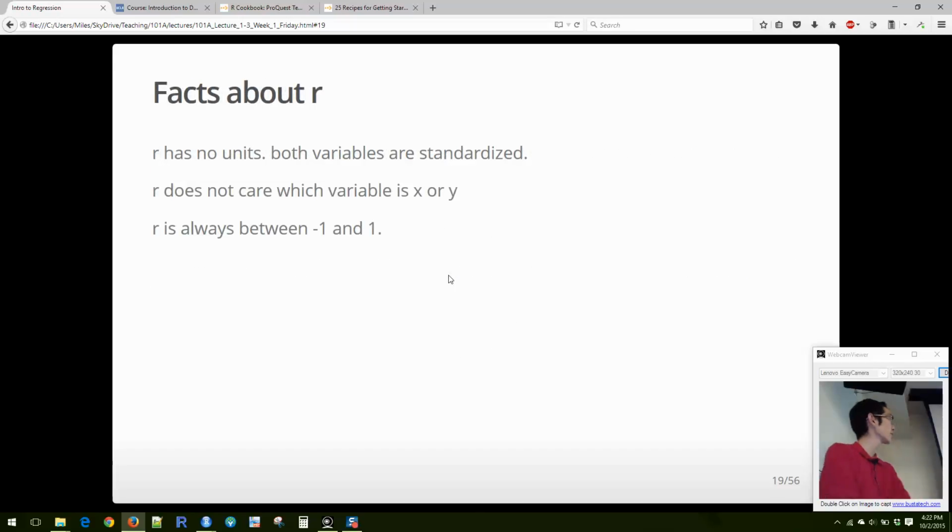Okay, so these are some facts about R. R has no units. Both variables are standardized. So if we looked at the correlation coefficient between height and weight in centimeters and kilos, it will be the exact same if we changed units from centimeters to inches, or from pounds to kilos. It's unitless. R doesn't care which variable is x or y. So if the correlation between height and weight is one value, the correlation between weight and height is the exact same thing. And R is always between -1 and 1 inclusive.